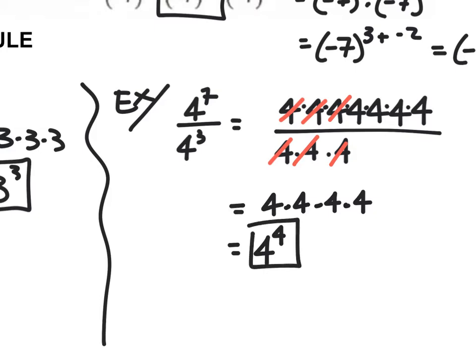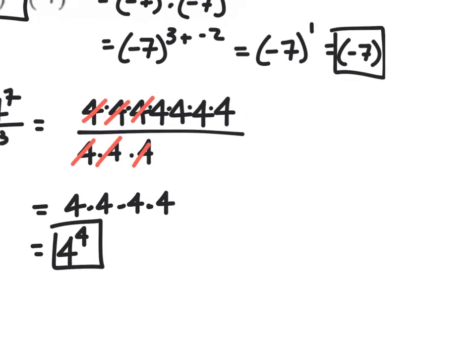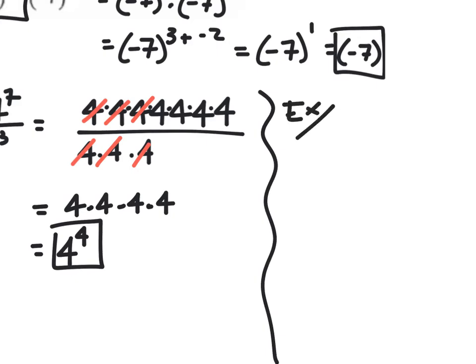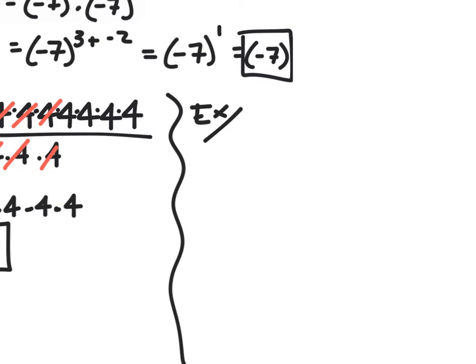And that's that. Let's take a look at one with variables. So let's take x to the 6th divided by x squared. And when I do division here, same thing.